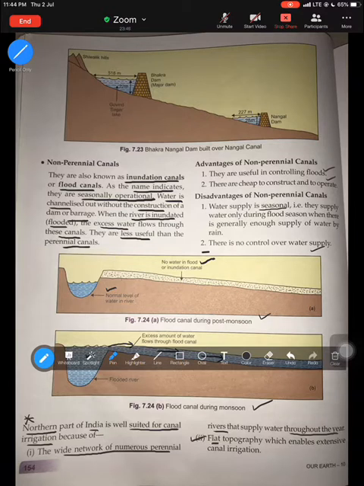And the second is the topography is flat. It's not uneven, it is flat, so it just becomes easier to construct canals in the northern part. So this is very important. You might get a question why northern India is favorable or suitable for canal irrigation.